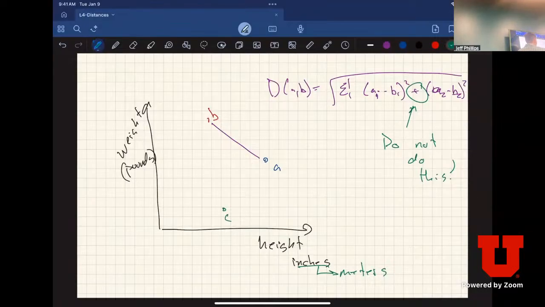Now A and B will be, I got this backwards, okay? Let me put C up here. C is here, and it's slightly closer to B than A. I can draw a circle around B, and C is on it, and A is outside. But if I change it to meters, then this distance becomes compressed, and it doesn't matter anymore. And now A is going to be closer.